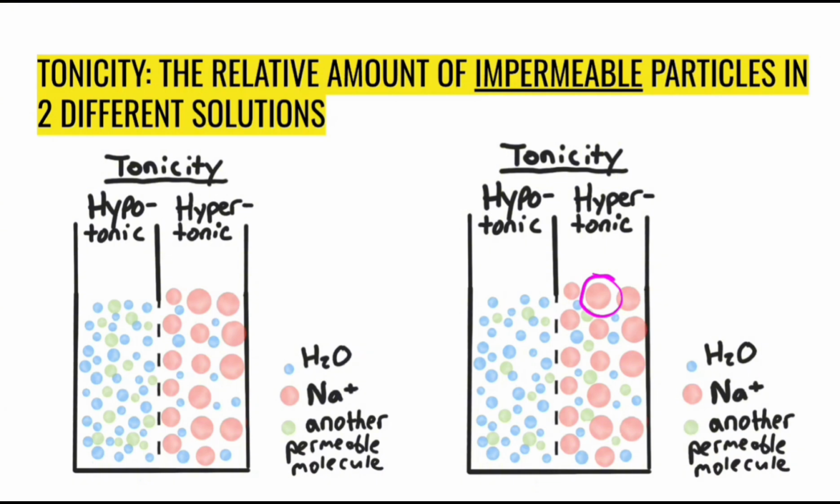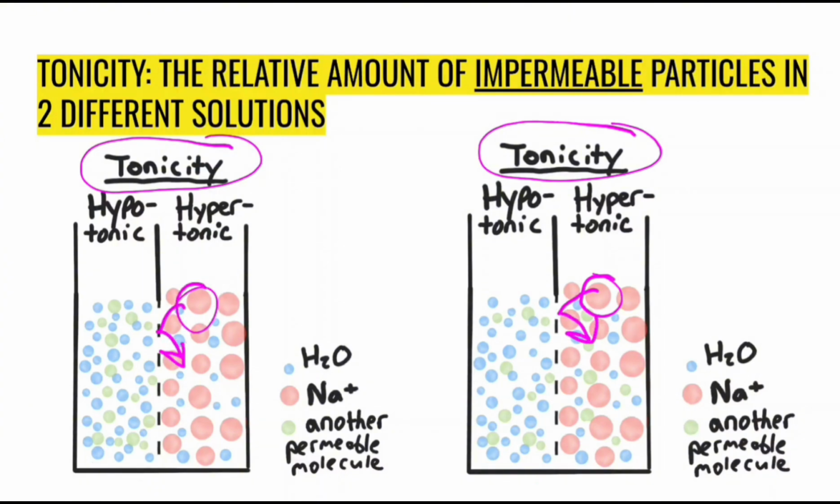Okay, so this is an important concept. When we are talking about tonicity, we are only interested in the osmolarity or concentration of particles that cannot cross the barrier. So the only molecule that is important here in terms of tonicity in this example would be the sodium, because it does not diffuse. So it will maintain its concentration on one side of the barrier.